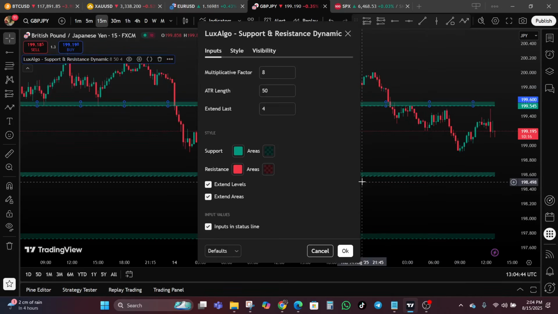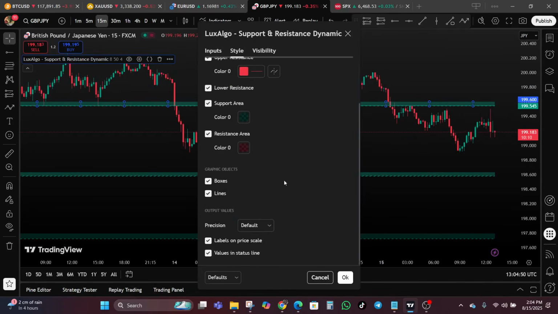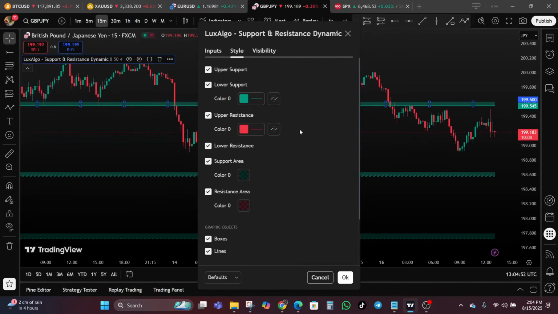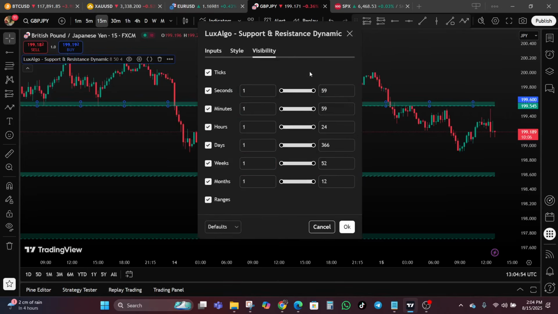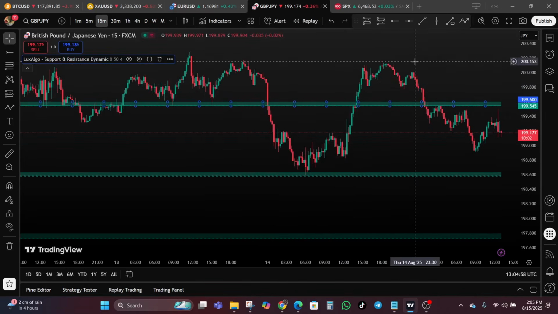Then you can just leave the other settings the way that they are. But if there is any other thing that you need to modify around here, well, it's your choice. Feel free to modify the settings according to your taste.